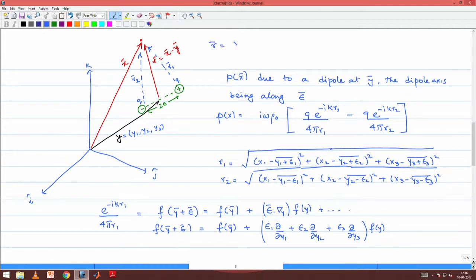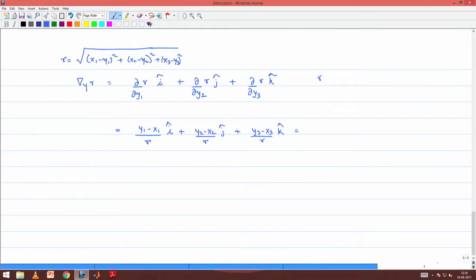So, r is x1 minus y1 in the i direction plus x2 minus y2 in the j direction plus x3 minus y3 in the k direction, right. From this diagram it is evident. So, therefore, this quantity can be written as minus r vector.